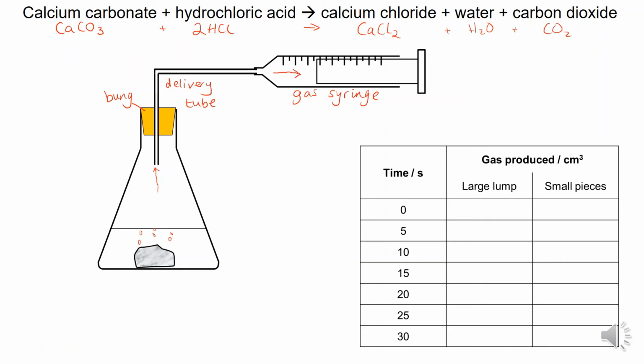And if we measure in set intervals as shown on the table that we've got just here, then it enables us to get a really clear idea of what's happening with the rate. So what I'd like you to do is to pause the video just here, copy down the equations, the labelled diagram and the table ready for the next slide, and then I've got a simulation of the experiment to show you.